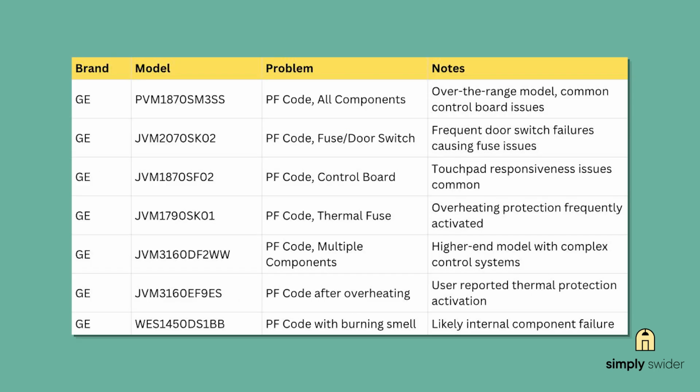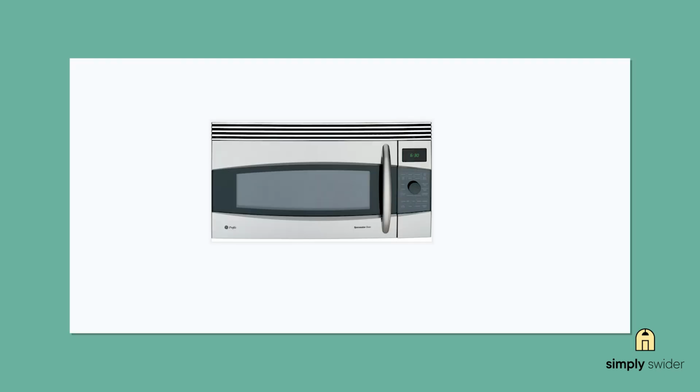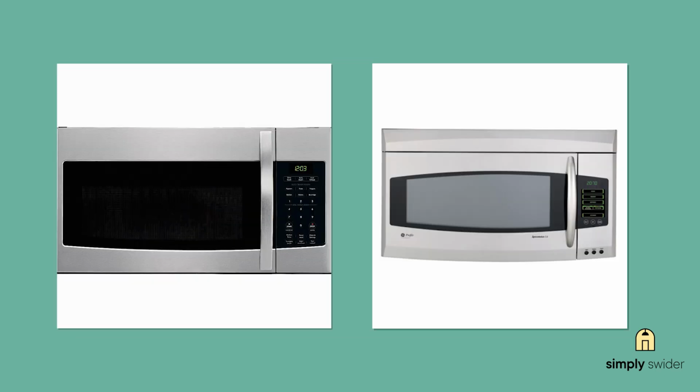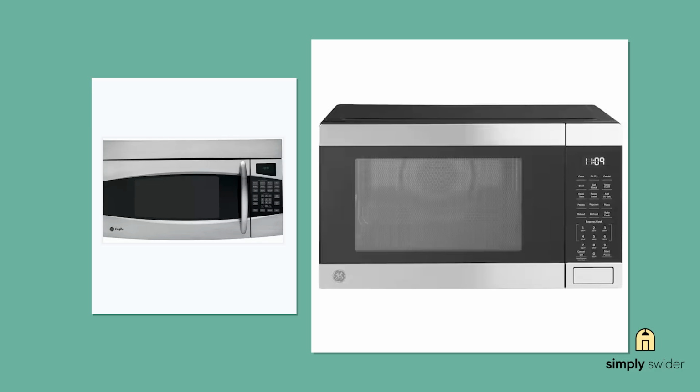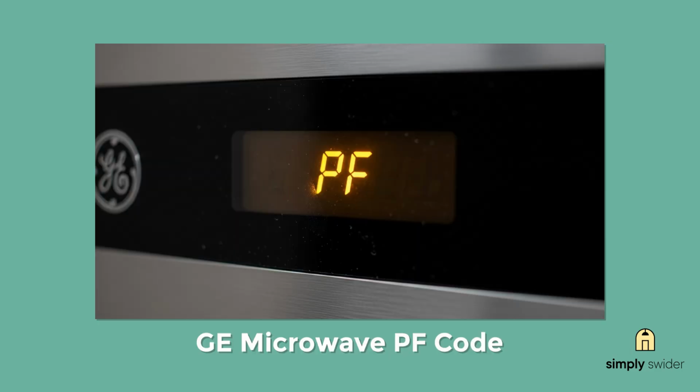Now you can see right there on your screen the most common GE microwave models that run into these PF code issues. Take a look. You might even spot your own model number up there. Don't worry about memorizing all those numbers. Just check if yours matches any of the ones displayed. These models all share similar internal components, which is why they tend to have the same failure patterns.